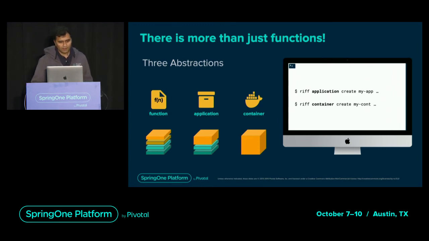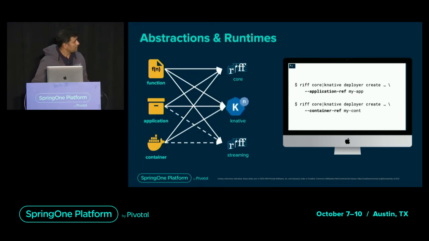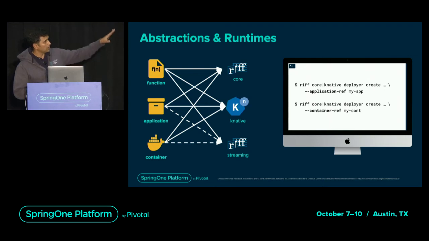And so what that really means is all of those 3 abstractions that we provide for your user code can be deployed on all of the runtimes that Riff provides as well. And the dotted line is not yet, but we'll get there, and you'll be able to run applications and containers on streaming as well. But the solid lines is what is supported at the moment.